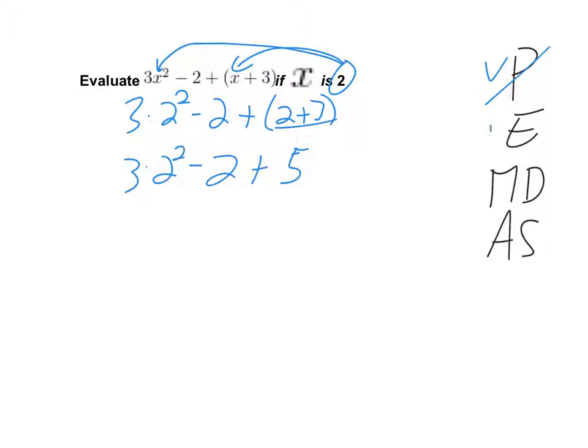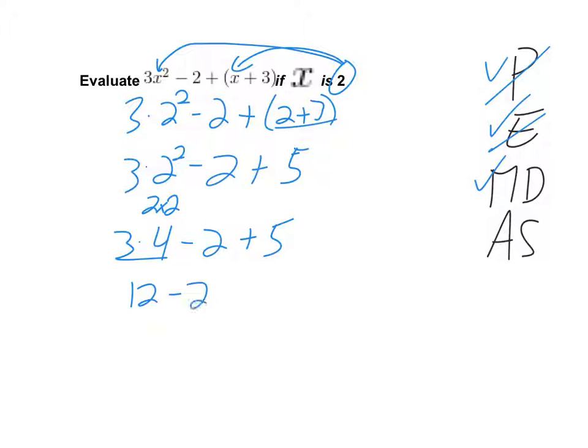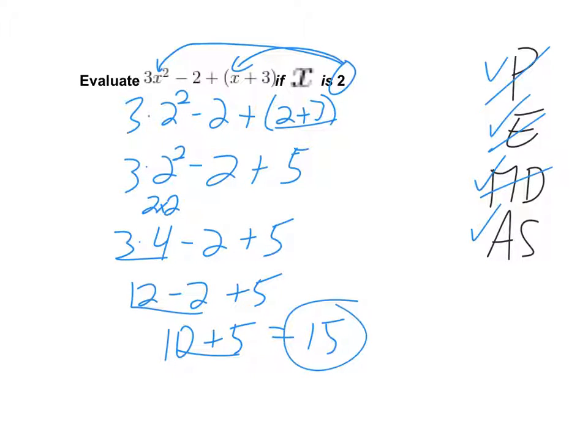No more parentheses. I have an exponent. 2 squared is 2 times 2, which is 4. So I've got 3 times 4 minus 2 plus 5. No more exponents. Multiply and divide from left to right. I've got 3 times 4, which is 12. So I have 12 minus 2 plus 5. No more multiplying and dividing. Add and subtract from left to right. 12 minus 2 is 10. 10 plus 5 gives me a final answer of 15.